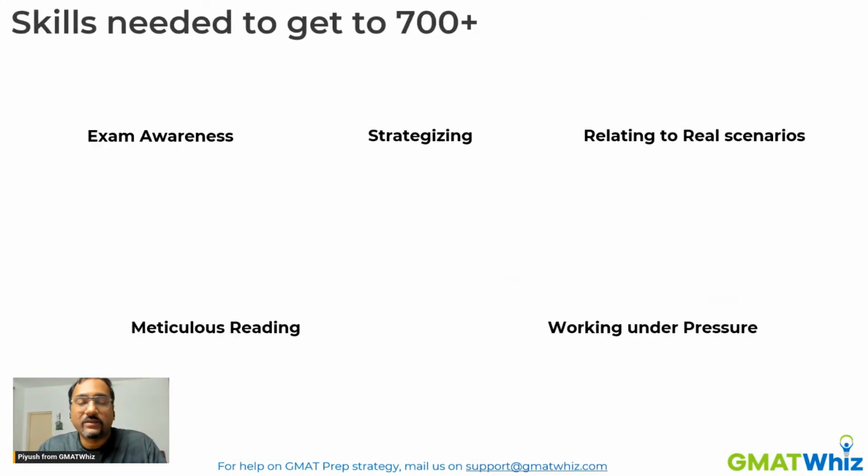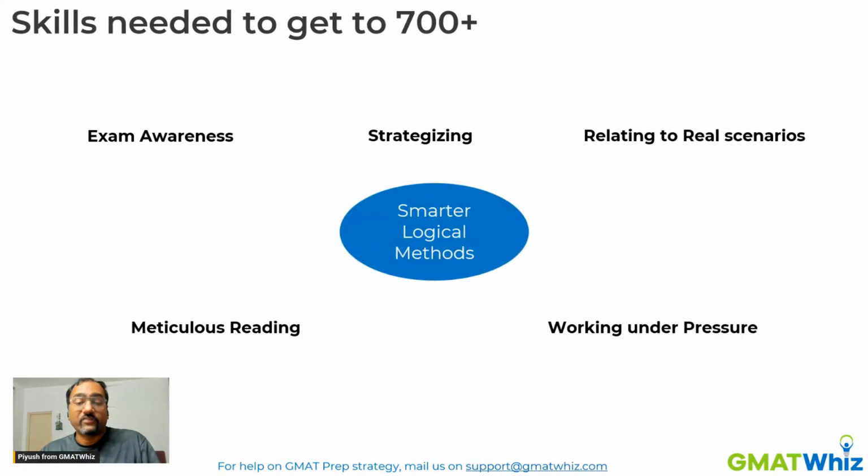So I always recommend to my students that if you really want to get to 700 plus, there are some skills that you need to develop. Again, some of them are written on the screen, but one very, very important skill is using smarter logical methods to solve questions. When you use smarter logical methods, you give yourself an additional advantage over other students, which can help you save a lot of time. You should not be trying to save time by rushing and solving questions faster. You should learn better methods which automatically help you solve questions faster as an outcome, naturally.